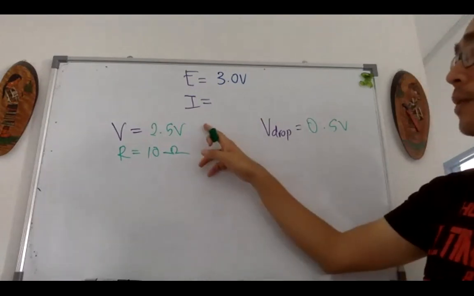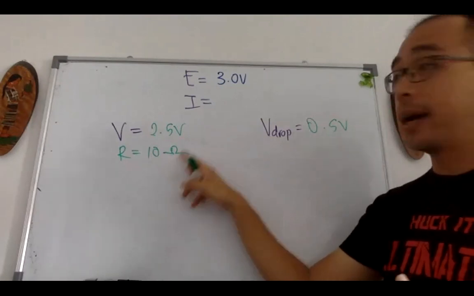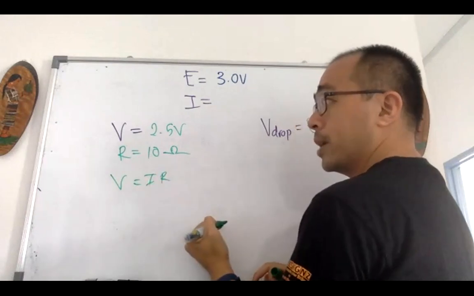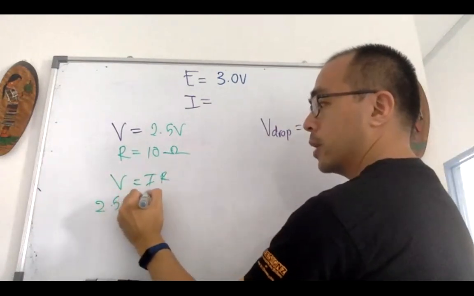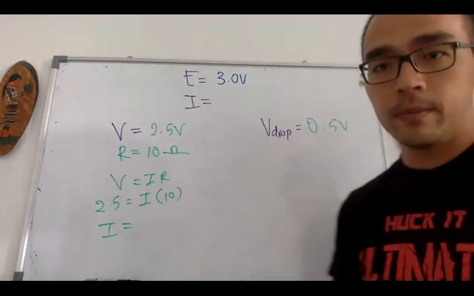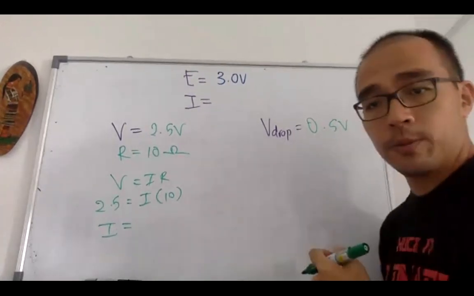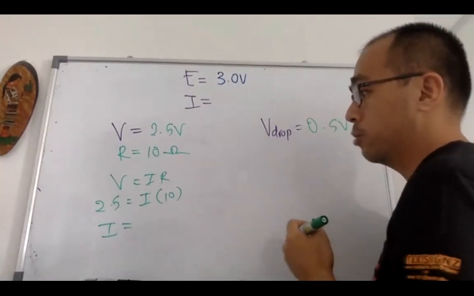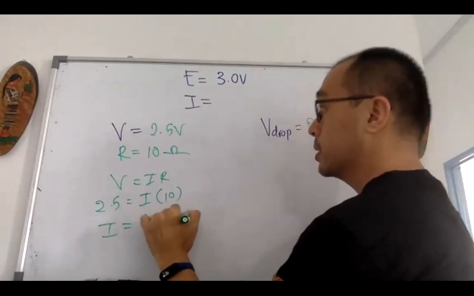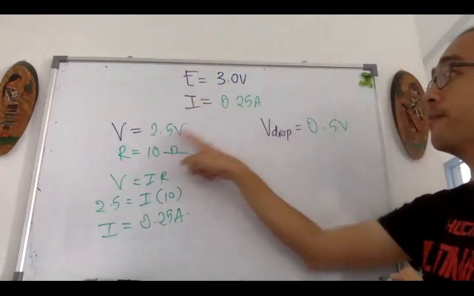Now, if I'm given these 2.5 volts and my 10 ohms, I can count my current by using Ohm's law once again. So 2.5 equals I times 10. Can somebody tell me the value of I, please? No, I don't think it's 4.5. I think it's 0.25 amps. I'm going to put this here. Remember, current is the same for both.